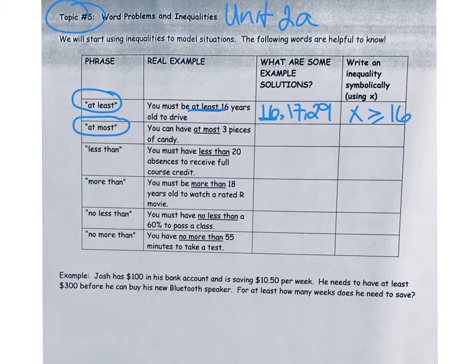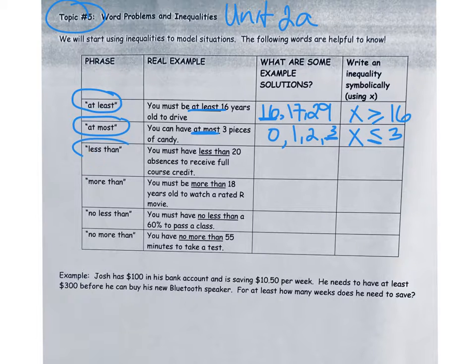At most. This is a good one for me because my kids love to eat too much candy. You can have at most 3 pieces of candy. Well, my daughter would say, can I have 5? No, 5 is not a solution. You could have 0, or you could have 1, or you could have 2. Those are reasonable amounts that are at most 3, but what about 3? Could she have 3 pieces? Yes, at most 3 includes 3 pieces. So her candy consumption must be less than or equal to 3. So at most 3 means less than or equal to 3.